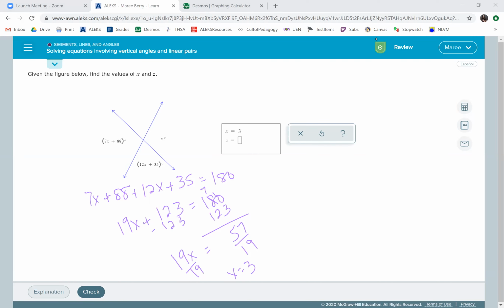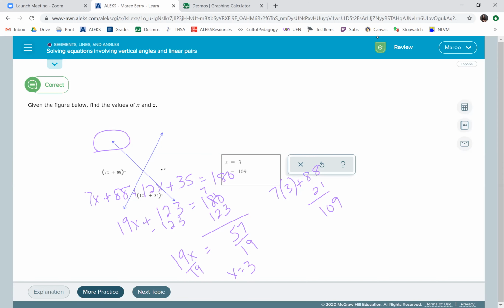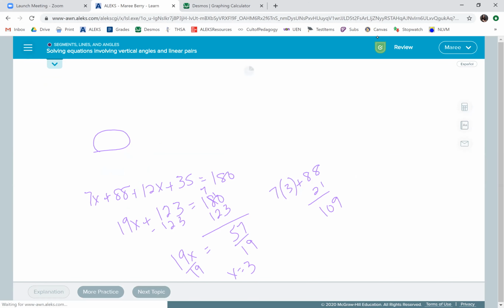In order to find out what z equals, we have to plug x into this equation or that statement. So 7 times x, so 7 times 3 plus 88, that's going to be what z equals. So that's 21 plus 88 is 109. Okay, we'll do another one.